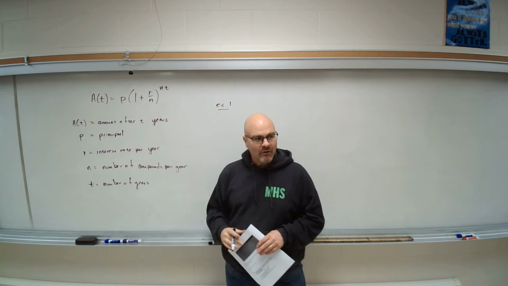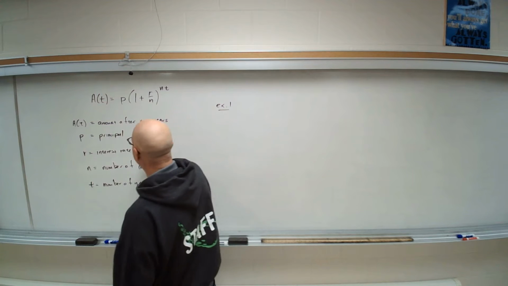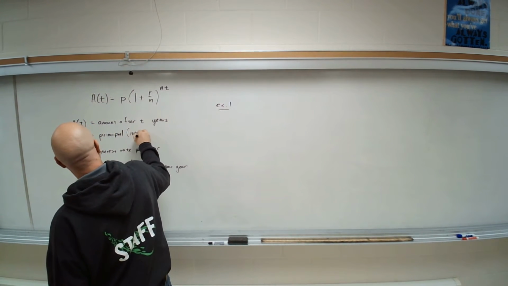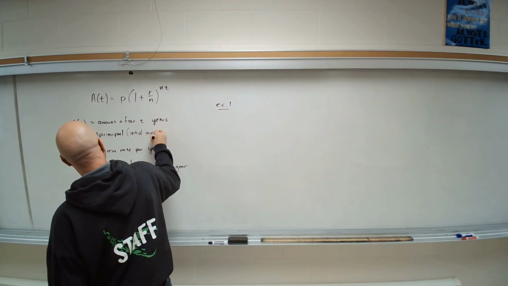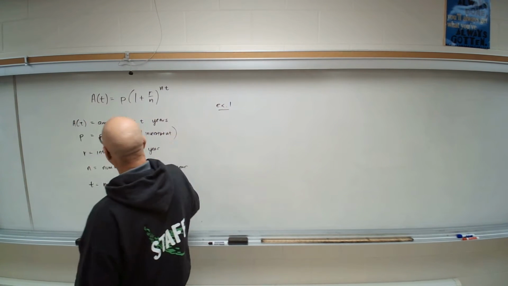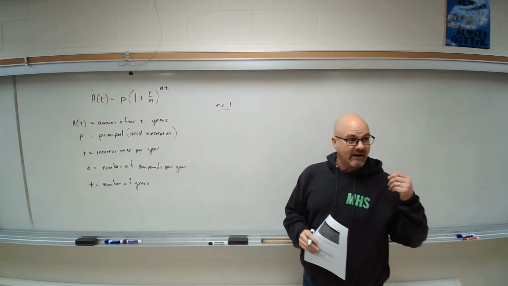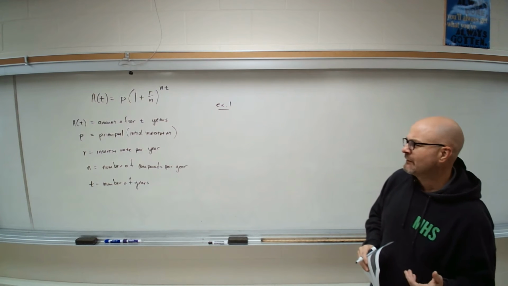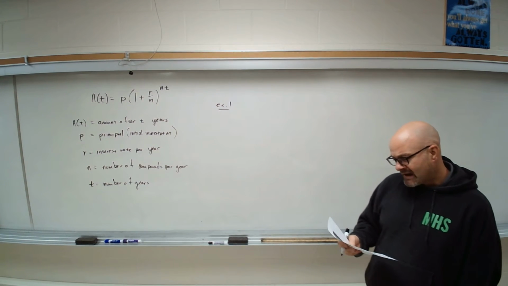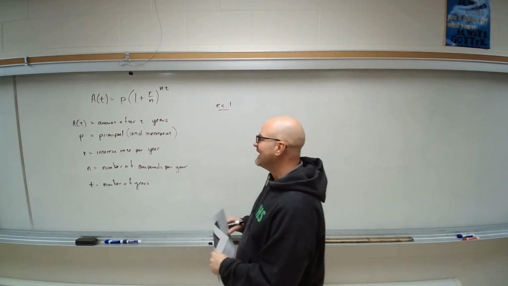P is the principal. I'm not sure why they call it that. It's just the initial investment. That's what the initial investment is called, the principal. It's spelled like the principal of a building, too, for a reason. R is the interest rate per year. Now, you'll need to write the interest rate per year.